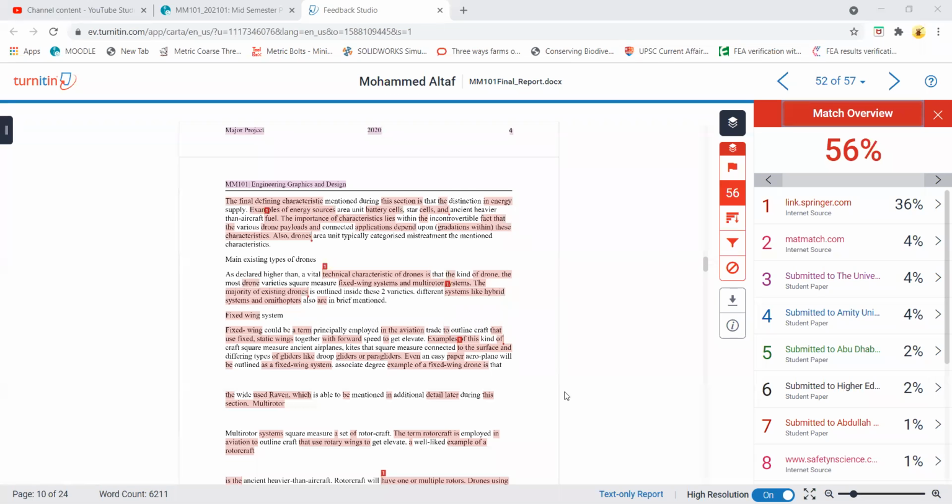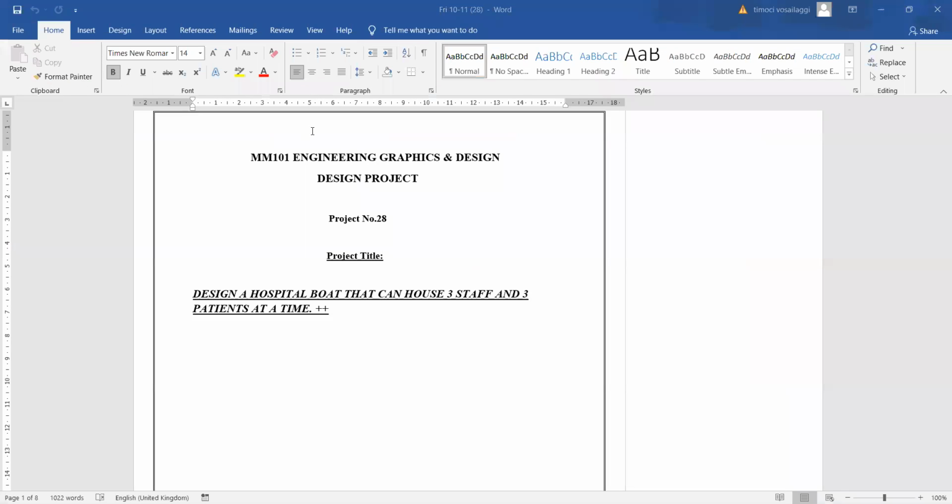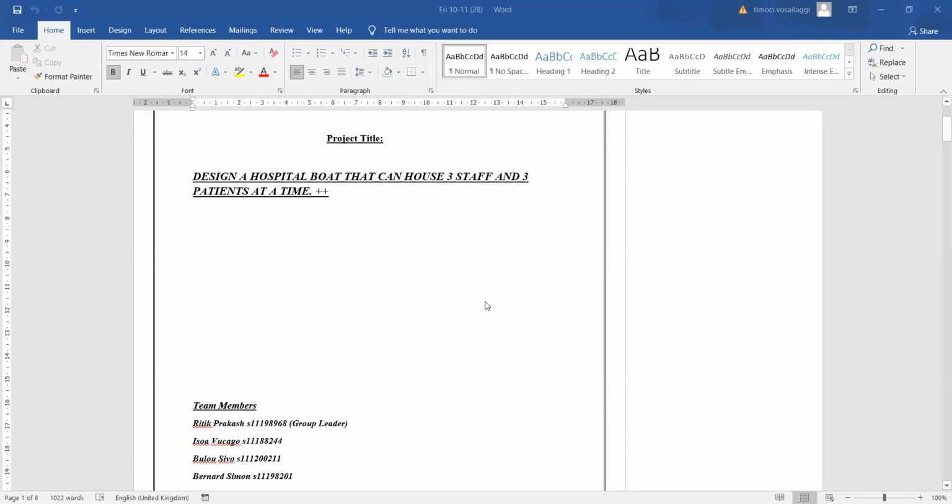So the example that I'll be using today is one of the groups, you have done a hospital boat. I believe Ritik, Isoa, Blow, Bernard, this is your project. I'll use this as an example of the type of feedback that I'm providing. I hope you don't take it personally, anything that I say, and you take it all as constructive criticism.